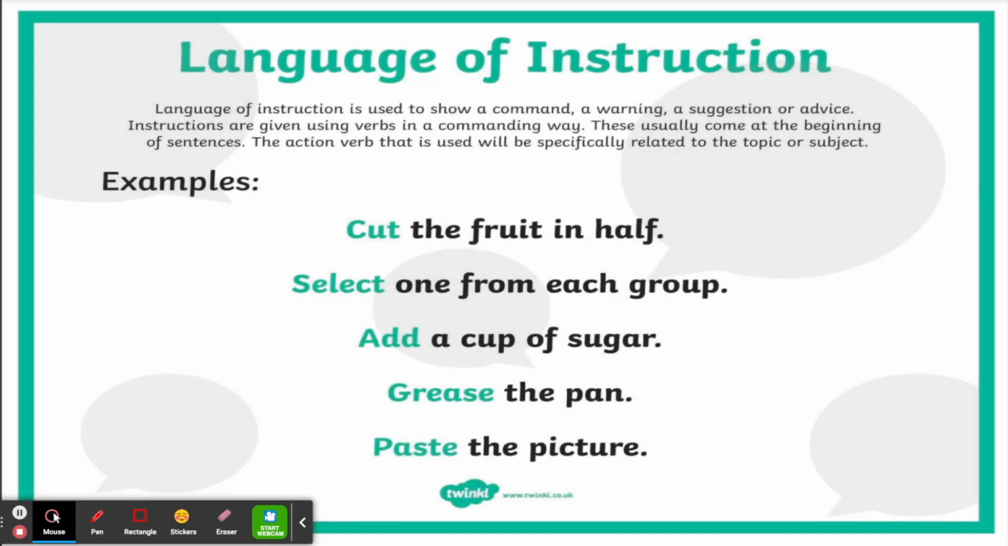Alright team, you would have noticed in those examples that there was a lot of language of instruction. It's really important that we use language of instruction in our procedure to show a command, a warning, a suggestion or advice. So action verbs are really important in our writing. Cut the fruit in half, select one from each group, add a cup of sugar. We really want to see a range of different action verbs there, telling your reader how to do something.